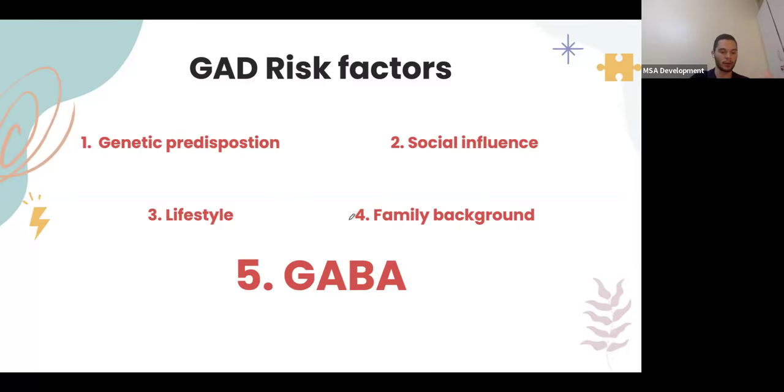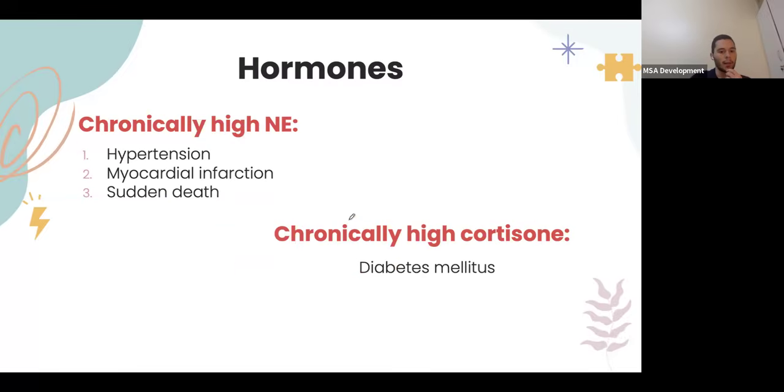And we already spoke about some of the comorbidities of norepinephrine. So if we have high norepinephrine, we said we could have hypertension. Other conditions could be related to cortisol releasing factor, generally cortisol. You could have hypertension, you could have myocardial infarction, sudden death, and then cortisol could lead to diabetes mellitus.